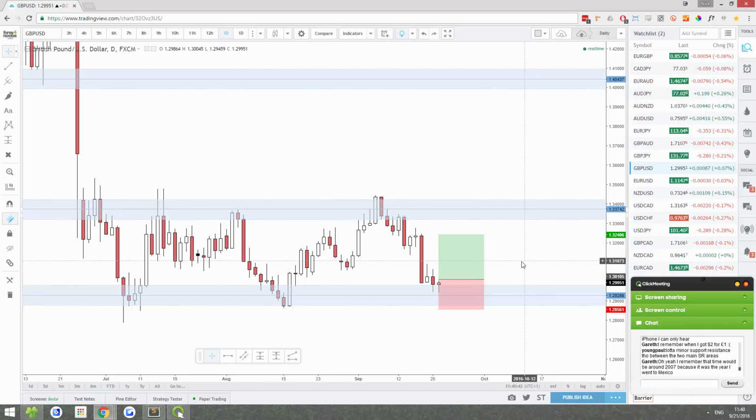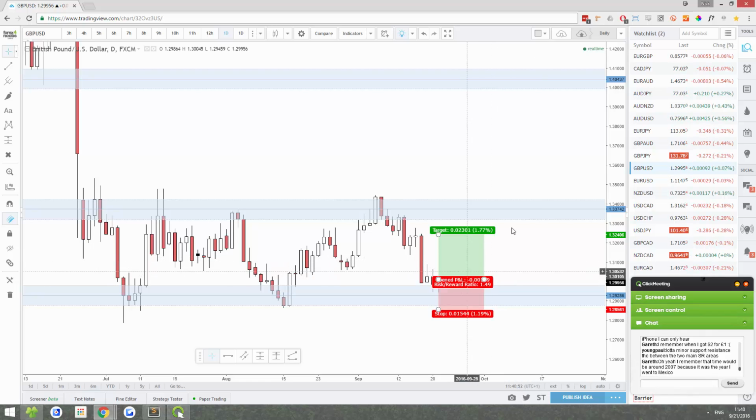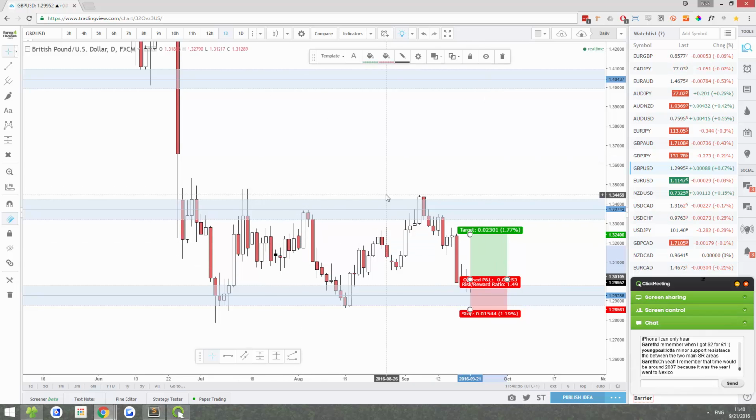It's never that great an idea to waste your time doing a full risk assessment on a setup that hasn't actually closed yet. The indecision candle hasn't closed. We can't really make a solid decision on whether to enter this trade. So let's just wait and see how it plays out.